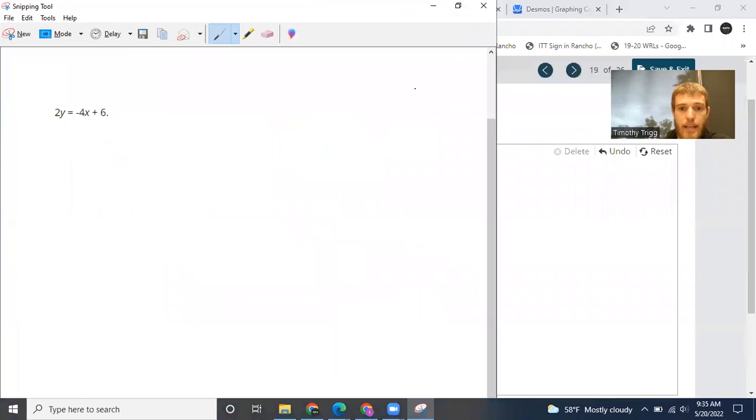Once again, we want to get it into the form y equals mx plus b. Again, this is called the slope-intercept form because m is the slope, b is the y-intercept. So the first thing you want to do is get y by itself. In this case, how would I get y by itself? Well, I need to get rid of this 2. So I'm going to go ahead and divide by 2, which means I have to divide every term in this equation also by 2. That gives me -2x plus 3.